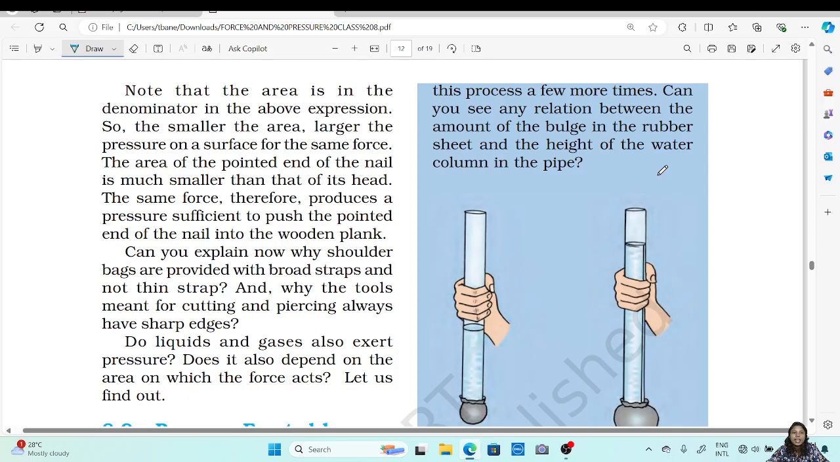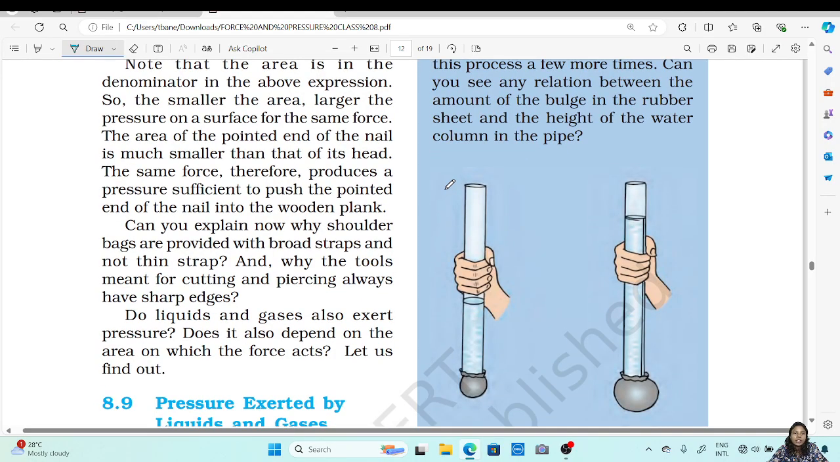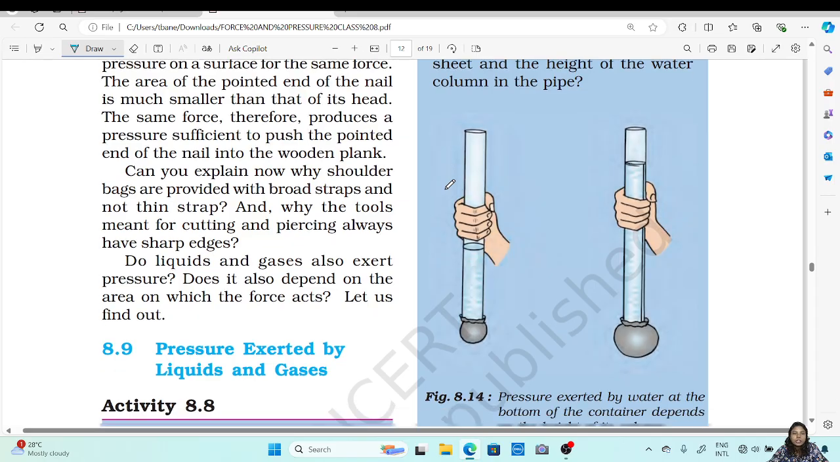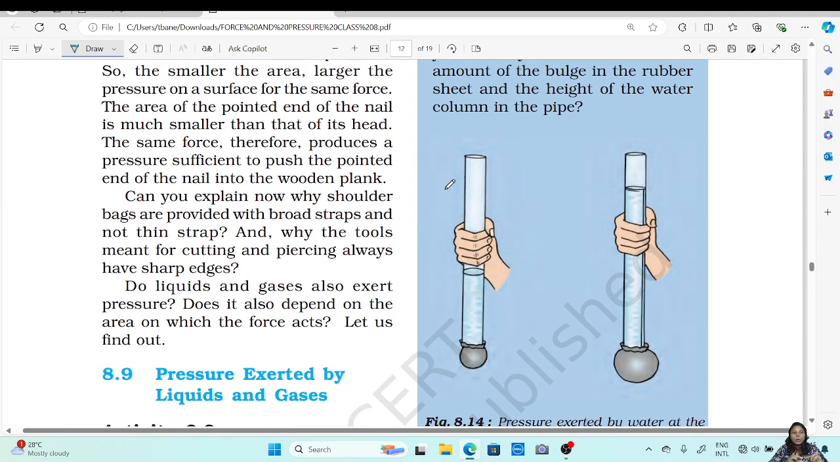So smaller the area, larger the pressure on the surface of the same force. The area of the pointed end of the nail is much smaller than that of its head. The same force therefore produces a pressure sufficient to push the pointed end of the nail into the wooden plank. So now, because the area of the nail tip was smaller, we could easily push it in because the pressure was sufficient to push that pointed tip into the wooden plank.